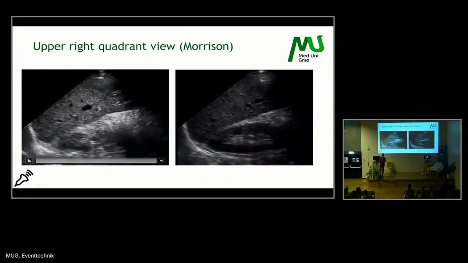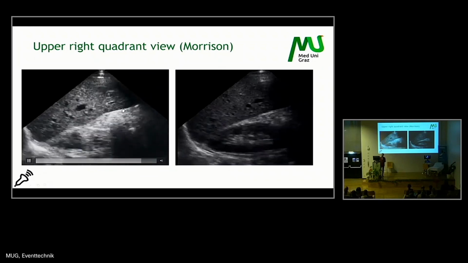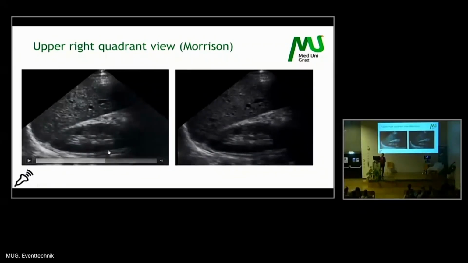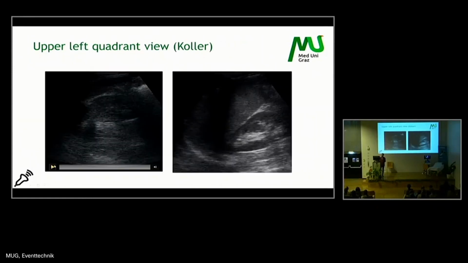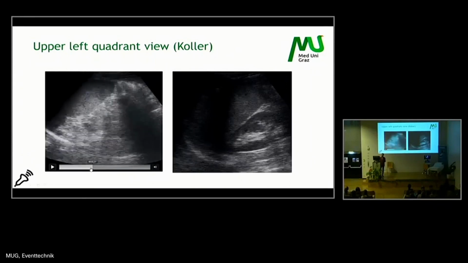We took a look at the upper right quadrant, inside the Morrison pouch. As Jasminka showed you, we see a homogeneous liver parenchyma, we see the diaphragm, we see the kidney, we see Morrison's pouch with fatty tissue inside, no sign of free fluid, a little bit of fatty liver disease maybe, but nothing too special. And then we did the upper left quadrant view, the collar pouch.